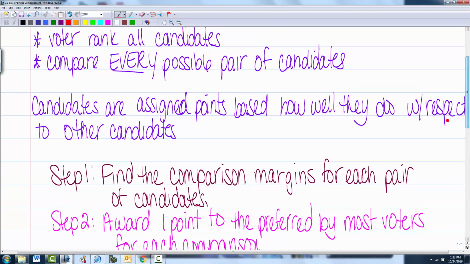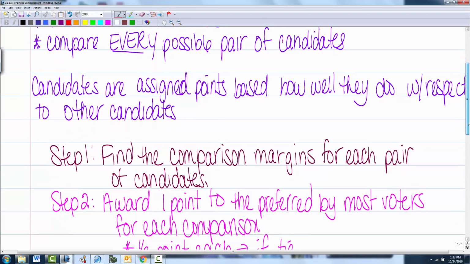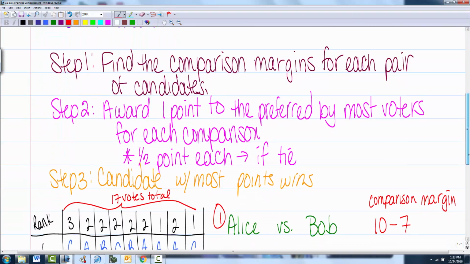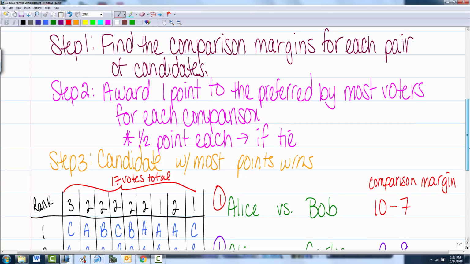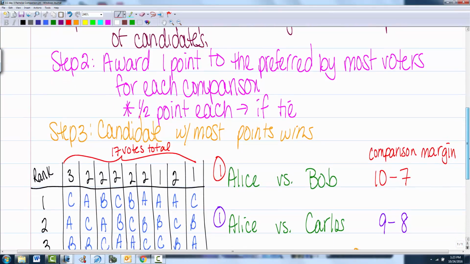And then the candidates are assigned points based on how they do in these pairings. So if they beat another one when they pair up, they get 1 point. We'll see this in the actual notes here. So, step 1, find the comparison margins for each pair of candidates. Award a point to the winner. If there is a tie when you compare two candidates, then they each get a half point. And then the candidate with the most points after these comparisons wins.